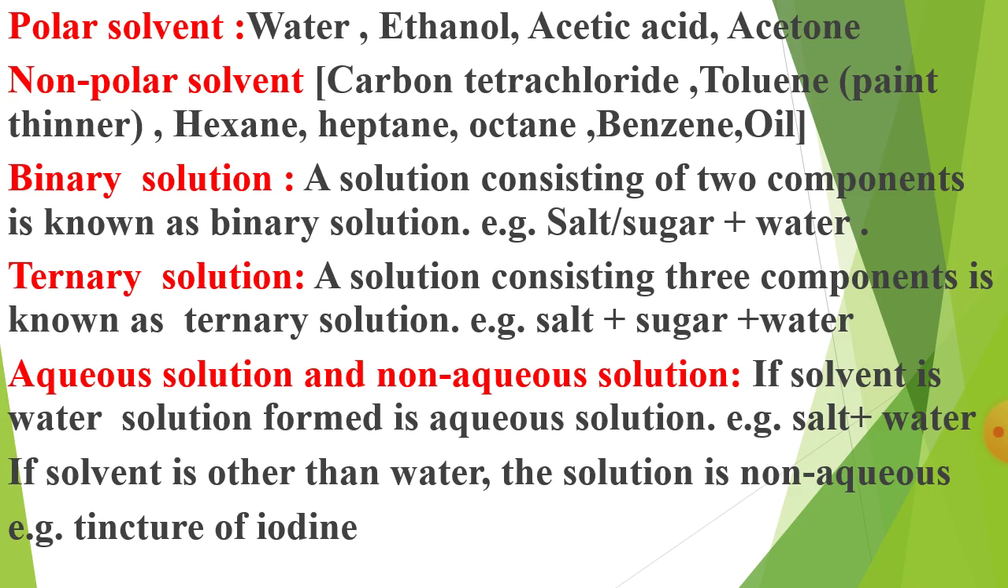If the solvent is other than water, the solution is known as non-aqueous solution. The common example is tincture of iodine. It is a type of antiseptic. Here iodine is dissolved in alcohol, that forms tincture of iodine. Here alcohol is the solvent, that's why it is an example of non-aqueous solution.